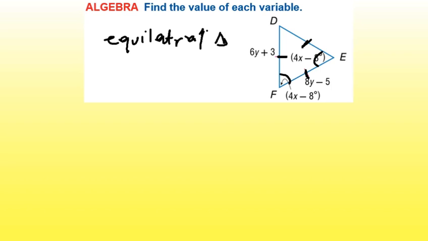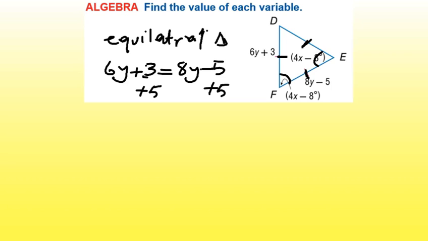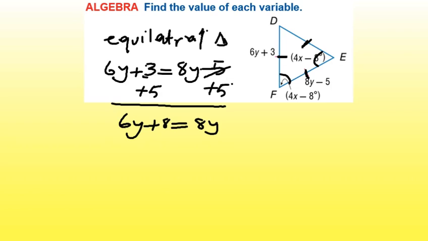So I can set up this equation. 6y plus 3 is going to be equal to 8y minus 5. Alright. Then, if I want to solve this equation, first of all, I'm going to add 5 to both sides. So when I add 5 to both sides, I'm going to get 6y plus 8 is going to be equal to 8y. Alright, because these two cancel each other out.